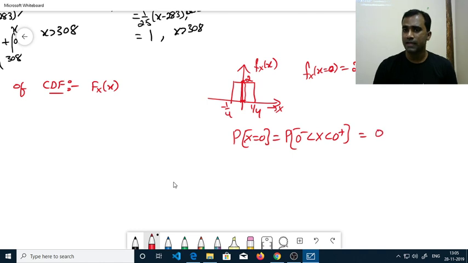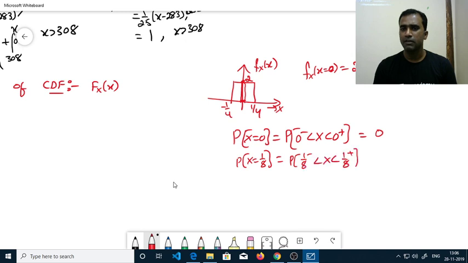If you think of it as exactly 0, then for this point the probability is 0. For x equal to 1 by 8 also the probability is 0, because if you think of probability as the area from 0 minus to 0 plus, the width is zero. Let me take one more example. Probability at 1 by 8 is equal to the probability of 1 by 8 minus less than x less than 1 by 8 plus. What is the meaning of it? Find the area of this PDF from 1 by 8 minus, which means a value just before 1 by 8, to a value just after 1 by 8.